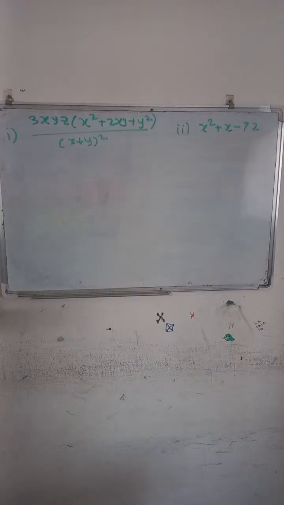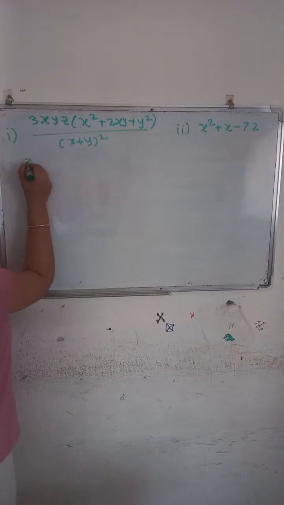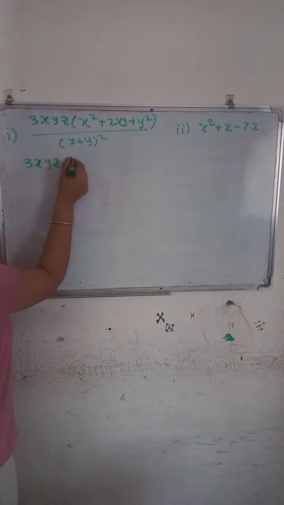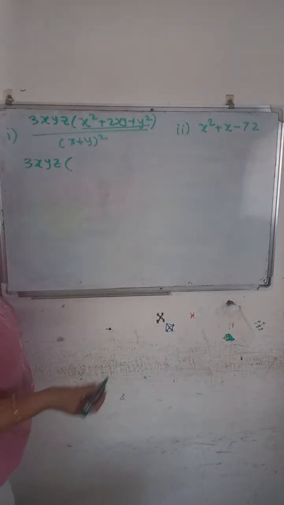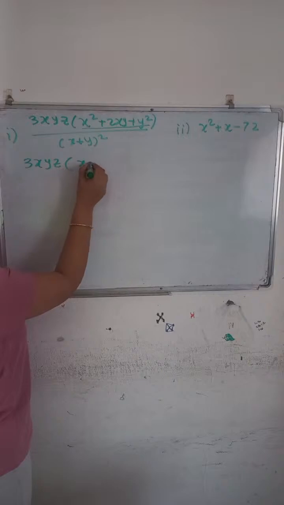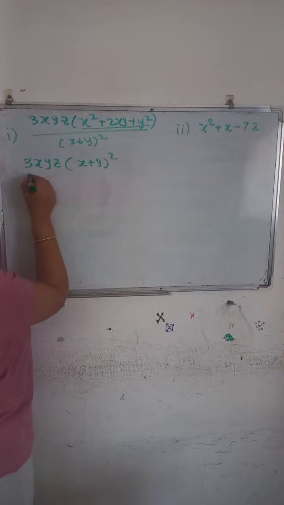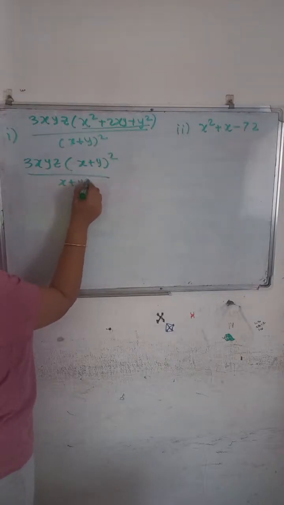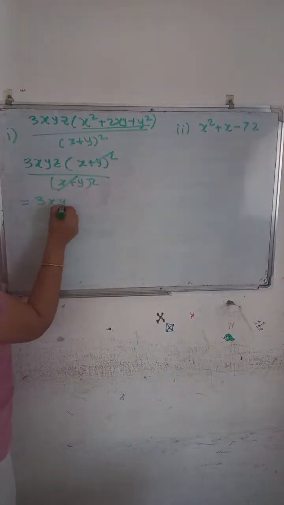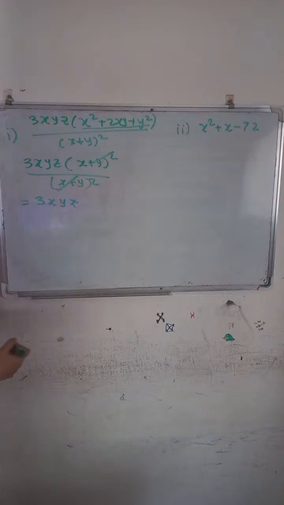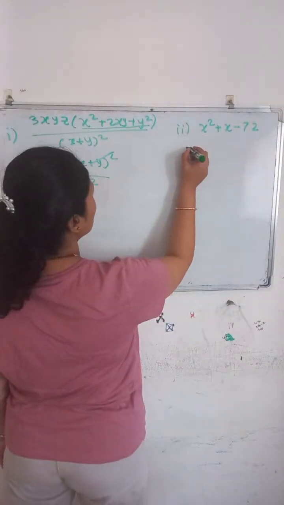So here we can't do anything with 3xyz. But this is an identity now, x plus y whole bracket square. Directly we can use the formula: x plus y whole bracket square upon x plus y whole bracket square. These get cancelled and you will get 3xyz as the answer. That's it.